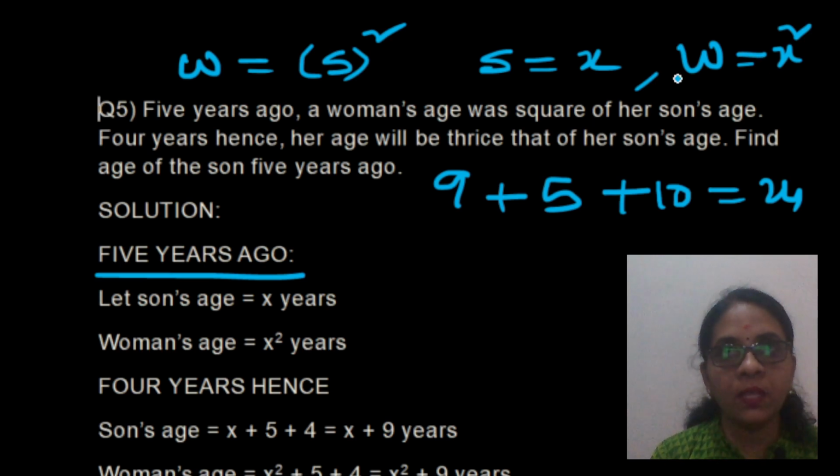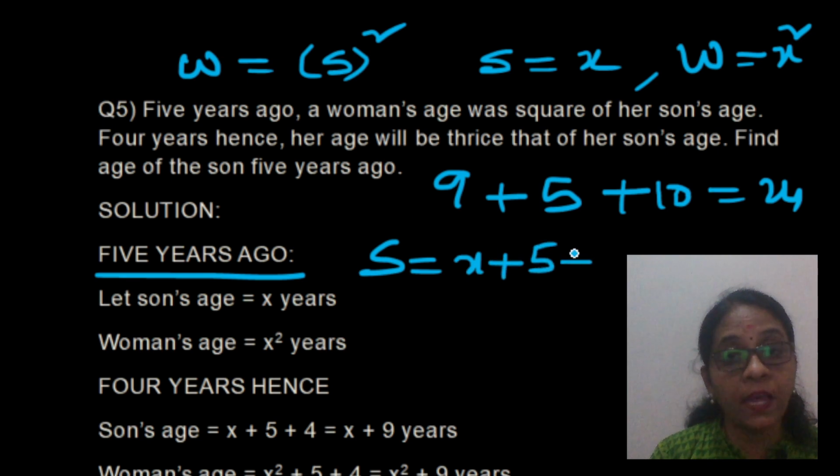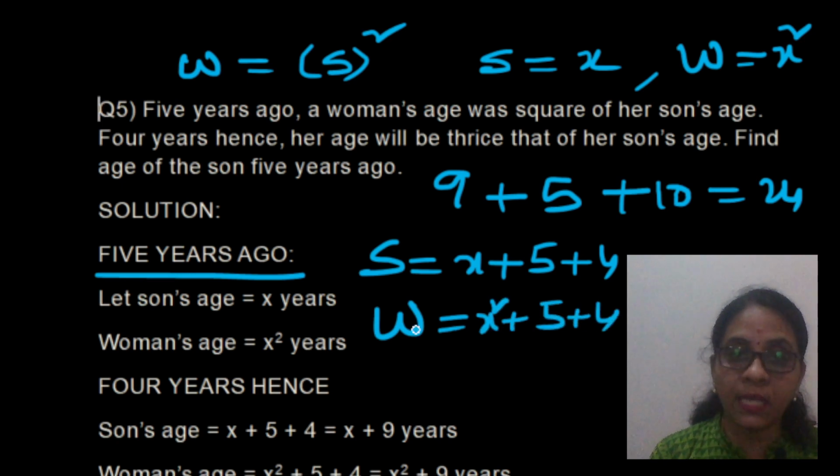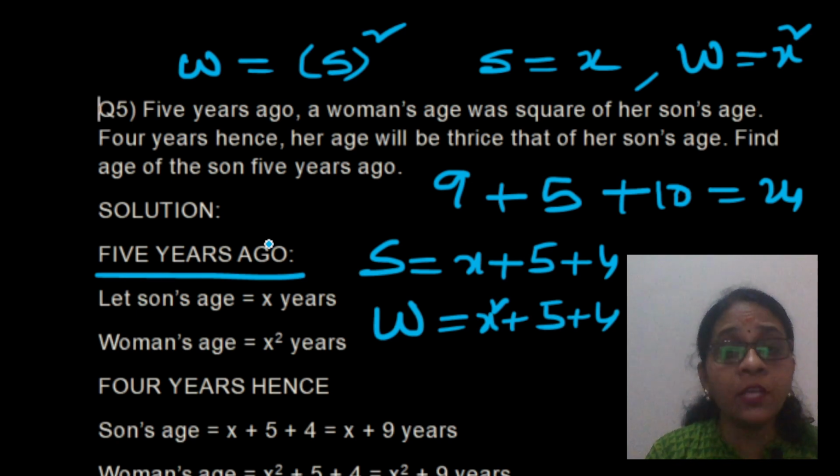Is that clear? So now tell me, the son's age was x. After 4 years, what will be his age? It will be x plus 5 plus 4, which is x plus 9. And the woman's age will be x square plus 5 plus 4, which is x square plus 9. Is that clear? Now, after you get that, only then you have to apply the condition given. After the age that you get for that particular period of time, then you apply the condition.